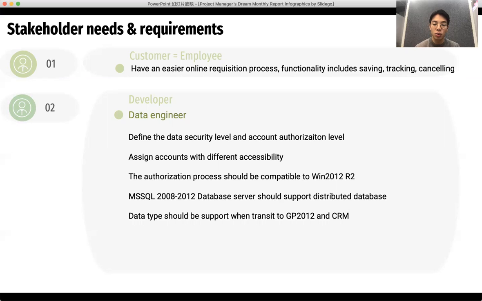And also the MSSQL 2008 to 2012 database server should support distributed databases, because this company has 2 data center databases with distributed and batch stream technology. We have to make sure that the data engineer is very familiar with disaster recovery and those kinds of security matters.